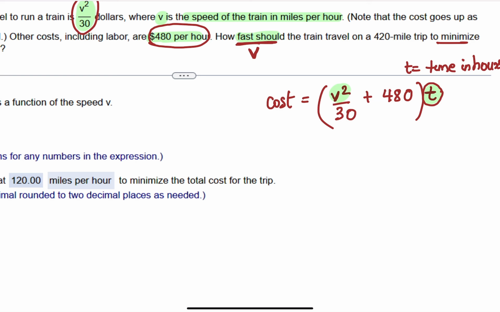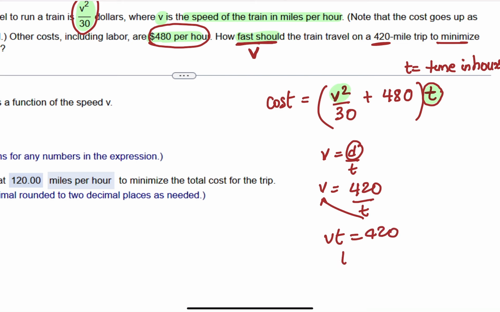But let's see. What is the speed? Speed is distance over time, right? Here, my V is nothing but the distance, which they gave me as 420 miles, divided by T. In other words, if I cross multiply, I have VT is 420. So my T is 420 over V. So look what I did.